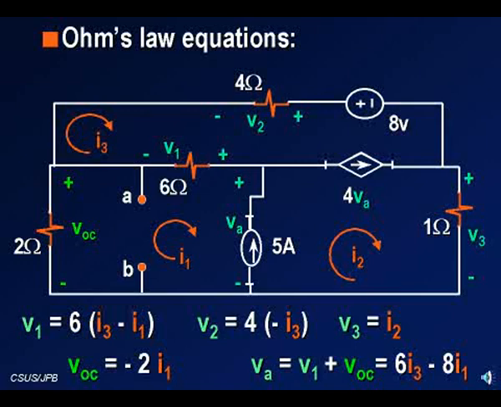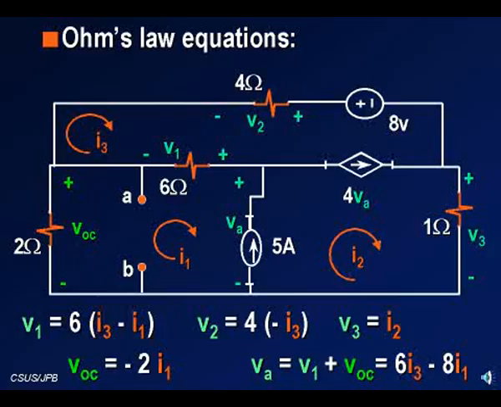Next step, of course, is to use Ohm's law equations to write all voltages. And of course, we have to write VA as well. But for the voltages across the resistors, we use Ohm's law to write them in terms of the mesh currents. In this case, there is nothing extravagant about that, except we always have to be careful about the passive sign convention, particularly when we have resistors that belong to 2 meshes. In the case, for example, of the 6 ohm resistor, we have to say V1 is equal to 6 times I3, which enters the positive terminal, minus I1, which enters the negative terminal. And the rest is pretty much straightforward.